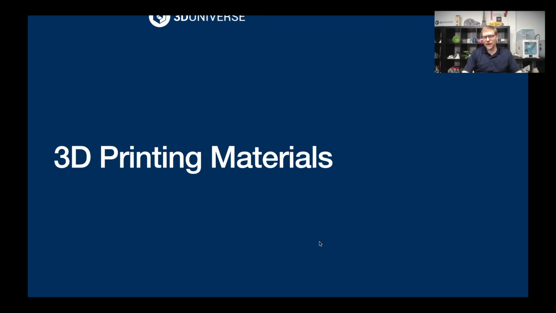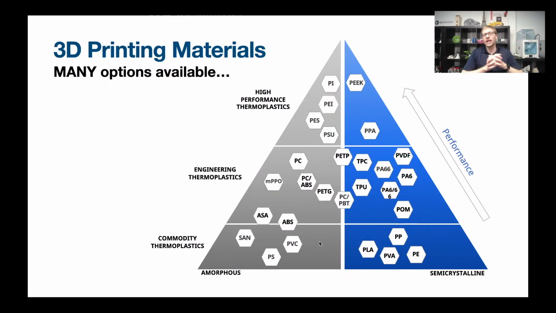Okay, materials. There are, as I said before, a lot of 3D printing materials out there. I can't keep track of them because new ones are coming every day. There's probably thousands of them out there now. This chart does a really nice job of summarizing them. This is courtesy of Ultimaker.